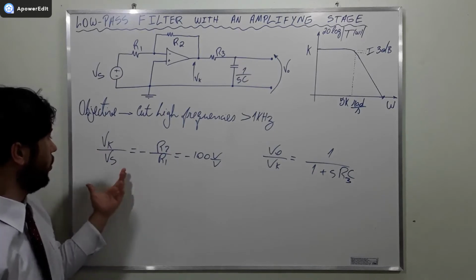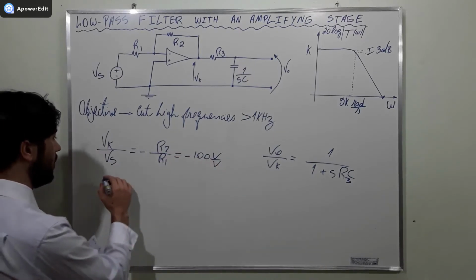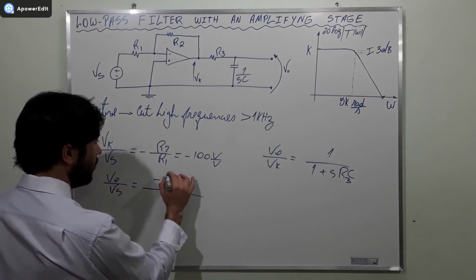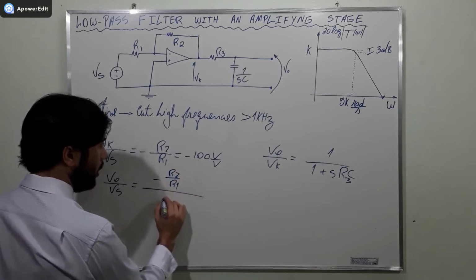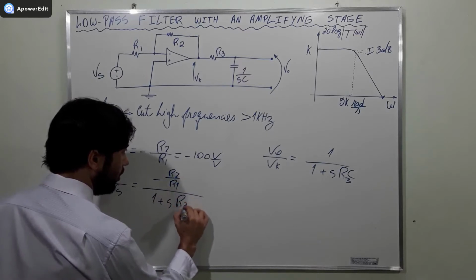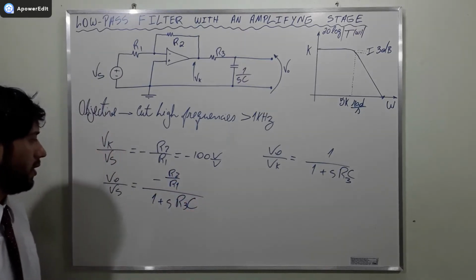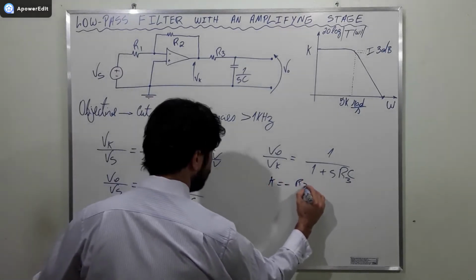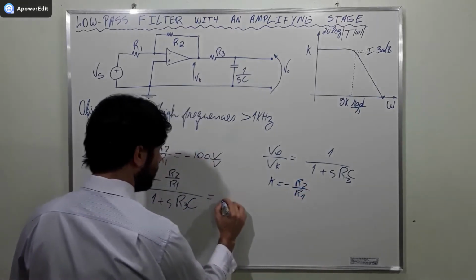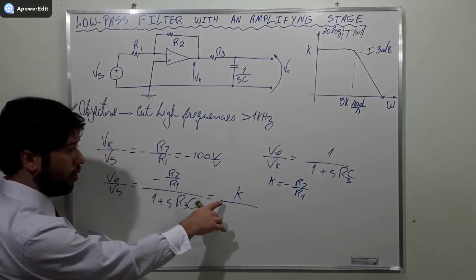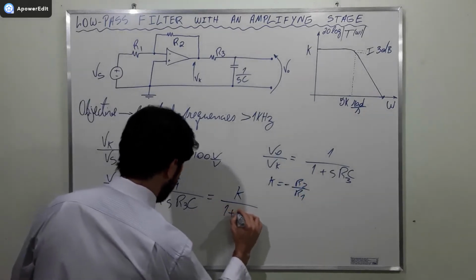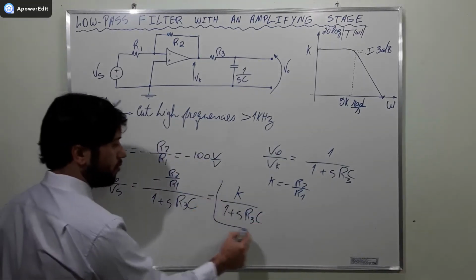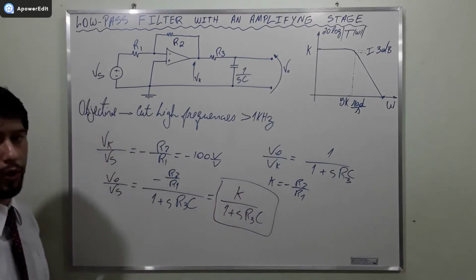And when we bundle these things up, we get that Vo divided by Vs is equal to negative R2 divided by R1, and 1 plus SR3C. And here we are going to call it the gain, K, equal to minus R2 divided by R1. We're going to call it the gain K above in the numerator, and 1 plus SR3C in the denominator. This is going to be the transfer function that we are going to operate with.